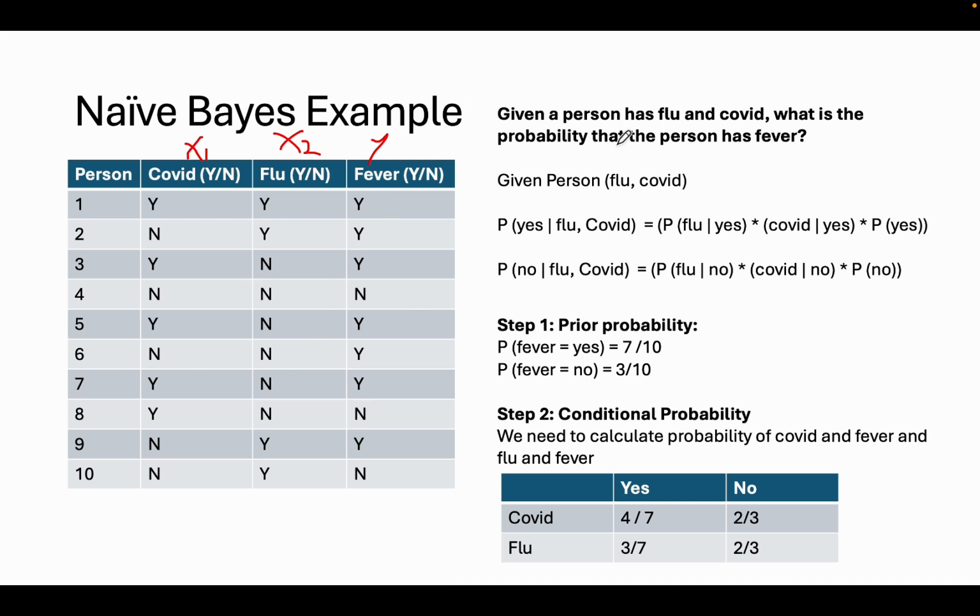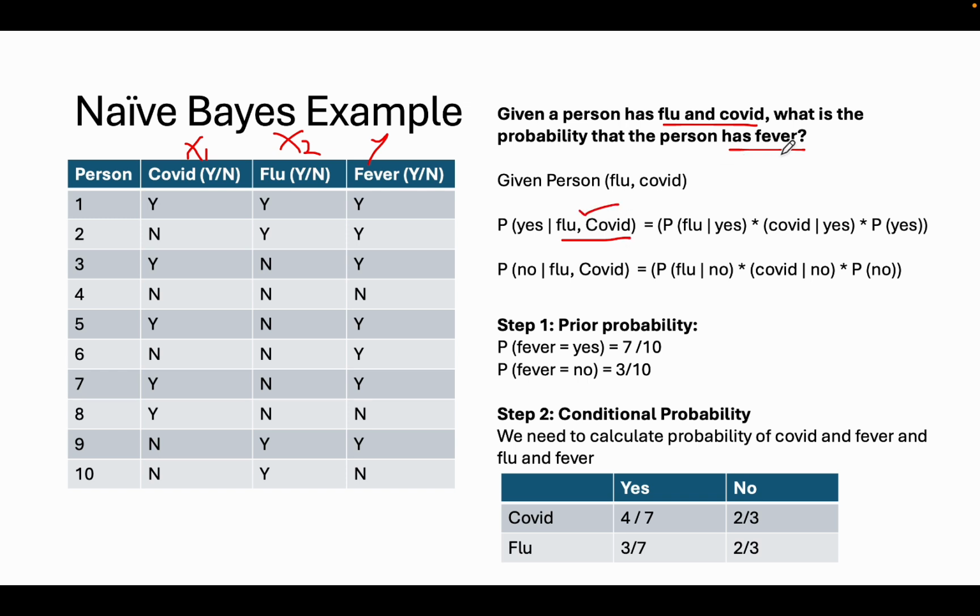Now we have this question, which means that given a person has flu and COVID, what is the probability that the person has fever? So given that a person has flu and COVID, we have to calculate the probability that the person has fever. If we put this into the equation, we already know that the person has flu and COVID, meaning that the event has already occurred.